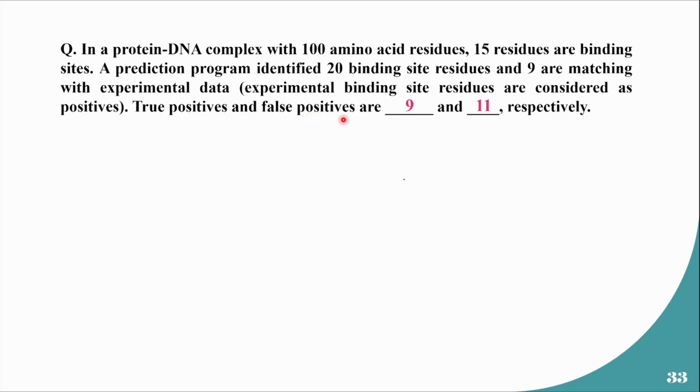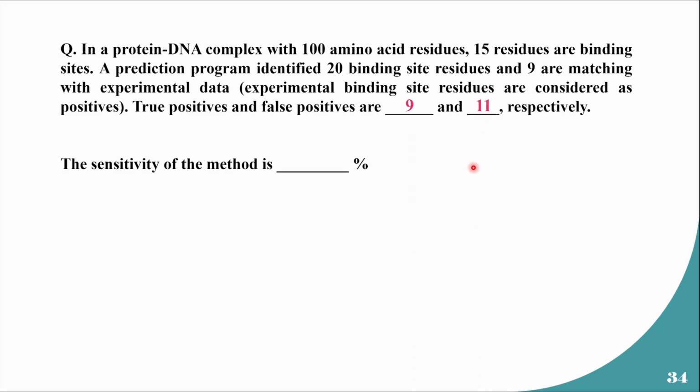However, those were not binding site residues, so those were not present in the experimental data. That means these 11 are actually negative values, but identified by the model as positive values. So these will be false positives. In this particular case, we had a true positive value of 9 and false positive predictions, total 11, right? So 9 and 11.